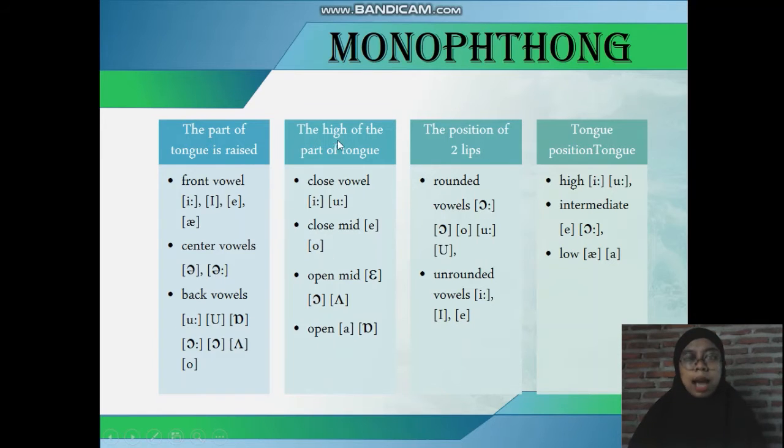And the second is the height of the part of the tongue. Closed vowel, for example, E. Closed mid, for example, A. Open mid, for example, A. Open, for example, A. And the third is the position of lips. Rounded vowels, for example, O, and unrounded vowels, for example, E. And the fourth is tongue position. First is high, for example, E. Intermediate, for example, A. And low, for example, A.